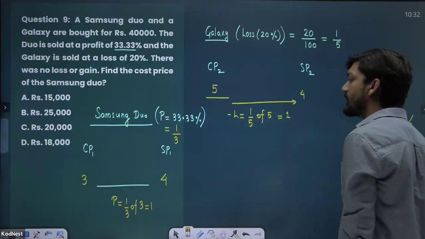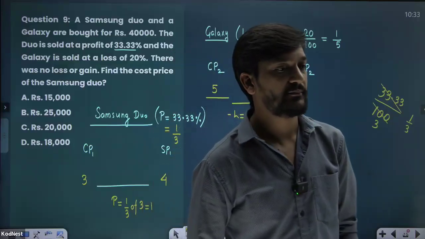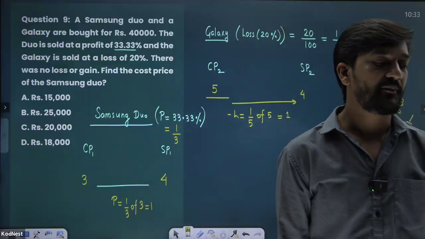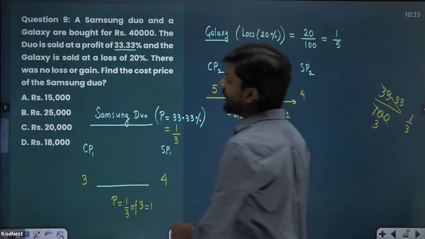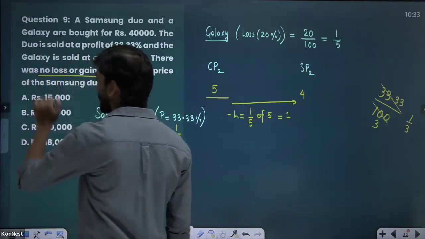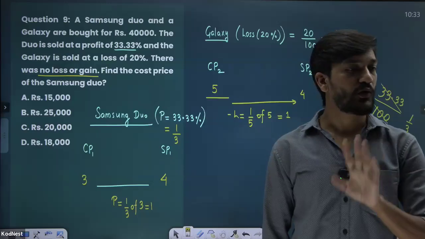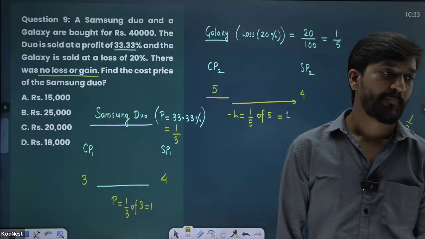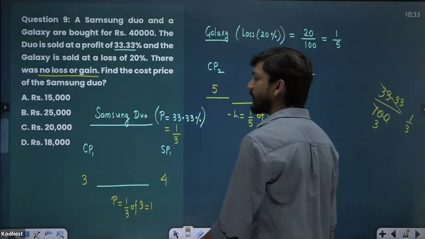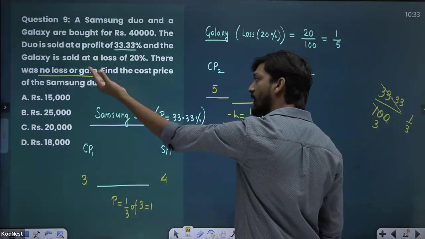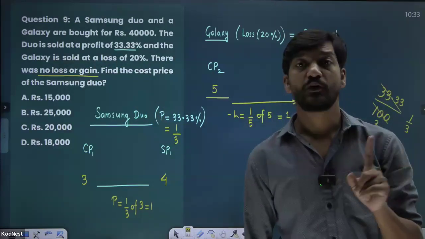No. Is profit and loss same? Yes. No loss or gain overall. What is the meaning of this? How will you get no loss or gain overall? No loss or gain means profit on one item is equal to loss on another item. That is the meaning of this. So profit equal to loss.